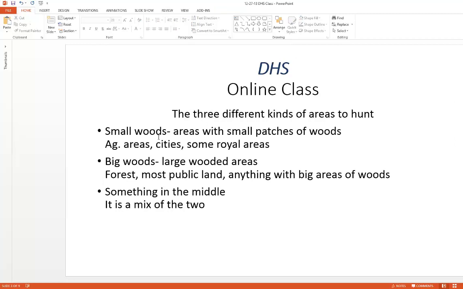There are really 3 different kinds of areas. All hunting areas, you can combine into these 3 kinds. You have small woods areas, which are small patches of woods. A lot of ag areas are like that. City areas, some rural areas are like that. You have some small patches of woods, and usually they're connected together by funnels. You would hunt them differently than you would a big woods area. And then you have a big woods area.